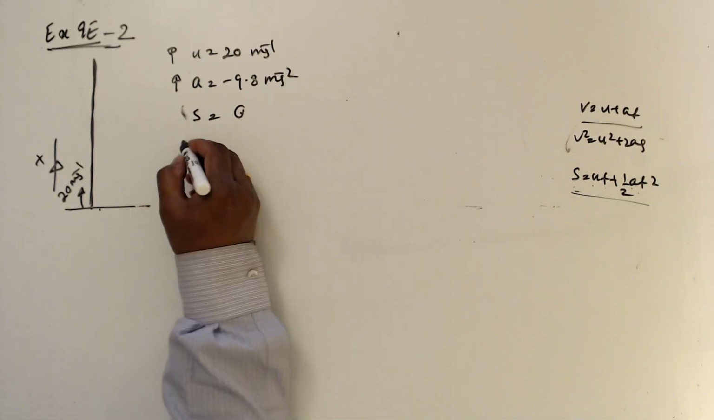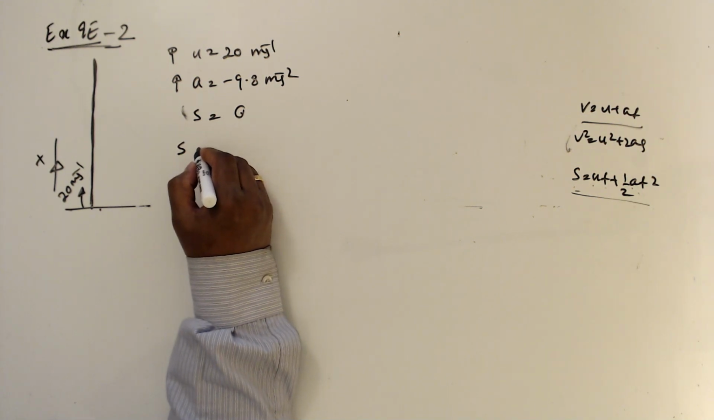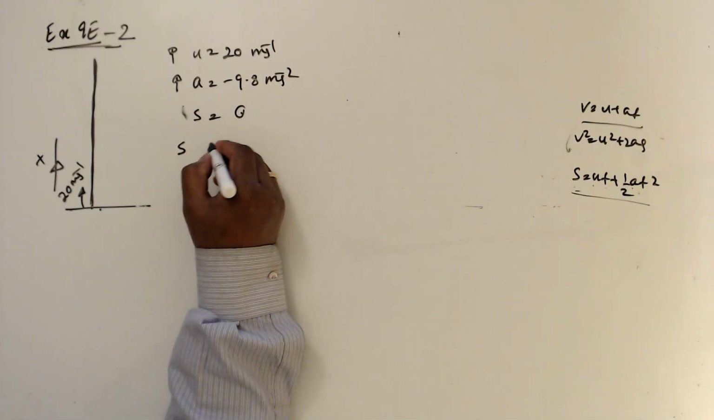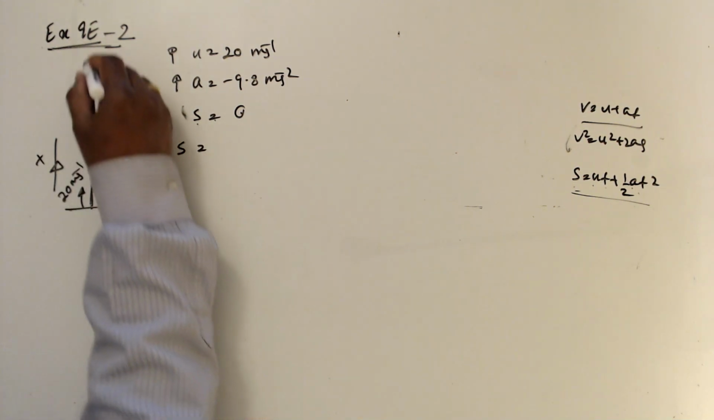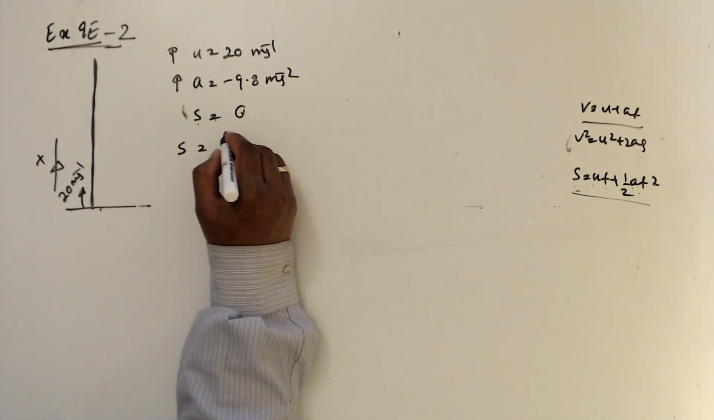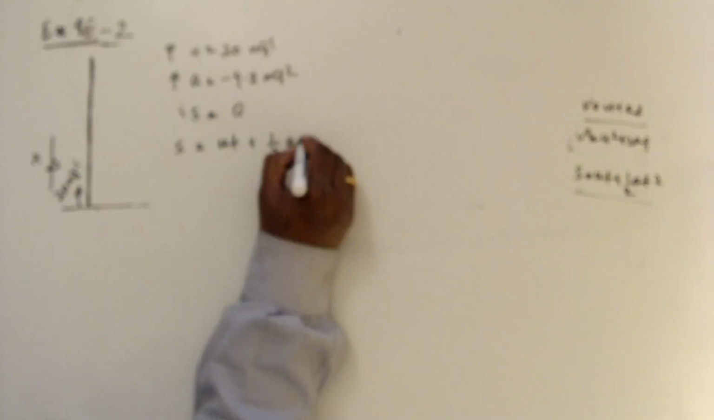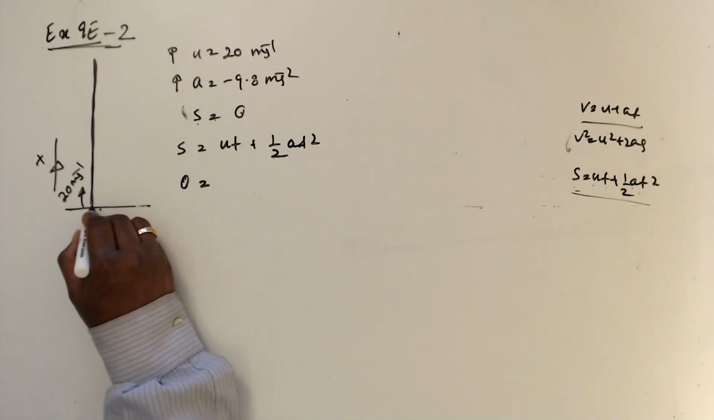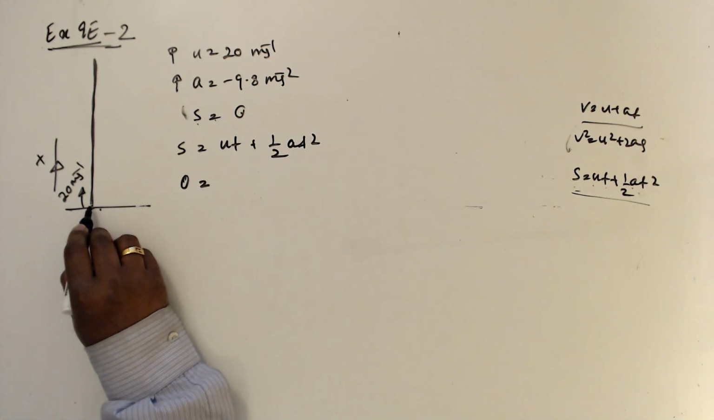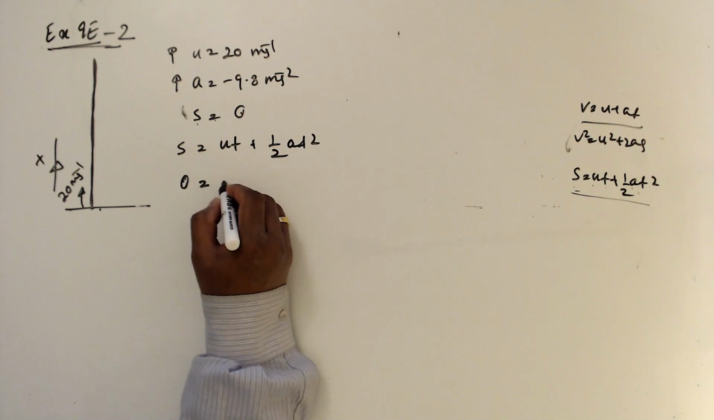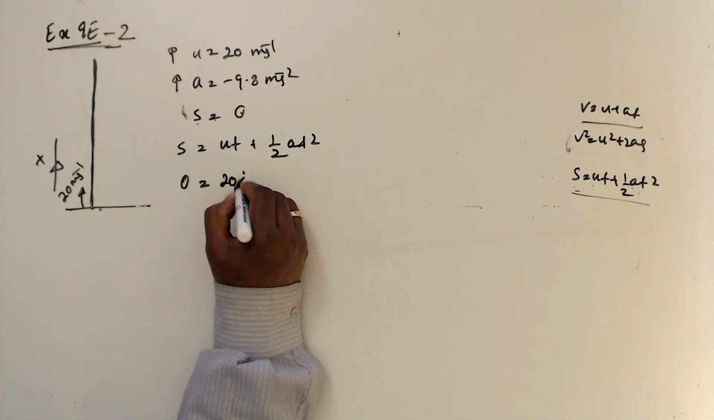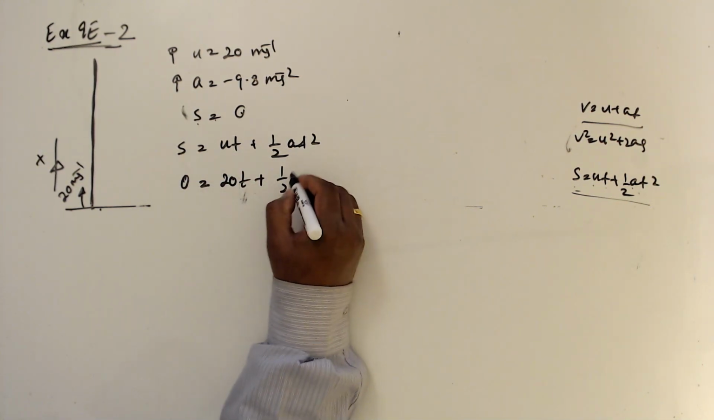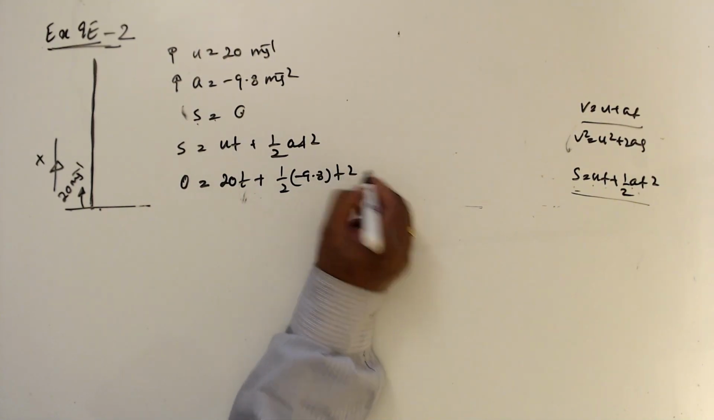We can use this equation because for the other one we need v, which we don't know, but we know that the displacement is 0 when it comes back up to the same place. s equals ut plus half at squared. So this is 0 displacement, because after the whole flight the ball is still in the same place. Now u is 20, times t, or 20t, plus half times minus 9.8 t squared.